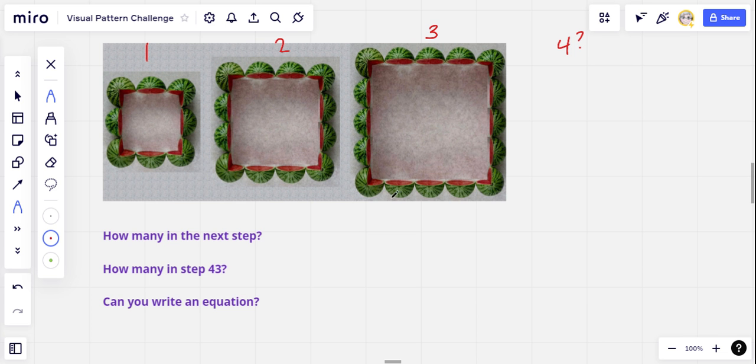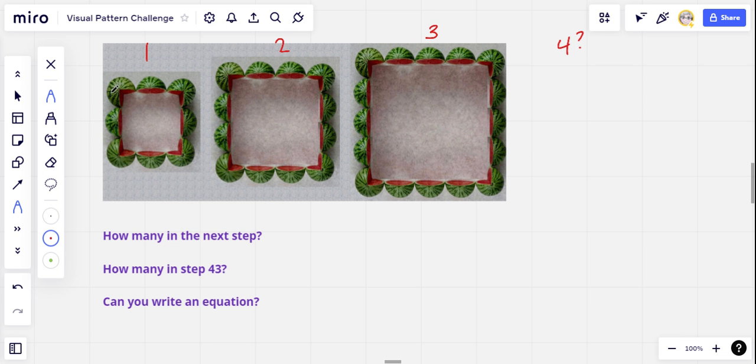It doesn't seem to be growing too fast. My first glance looking at this is that it's going to be linear. We've got this sort of frame of watermelons. It's getting slowly bigger. So let's see if we can think about how big the next frame in step 4 is going to be.